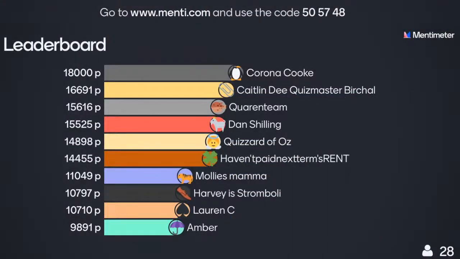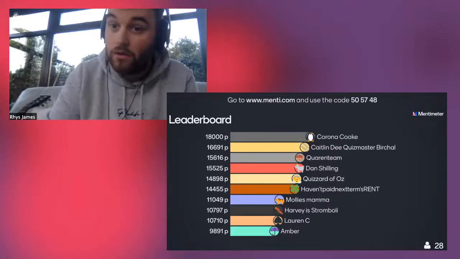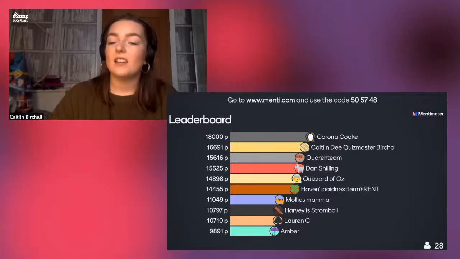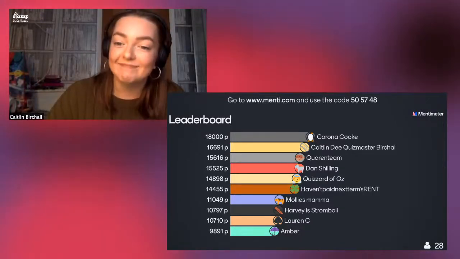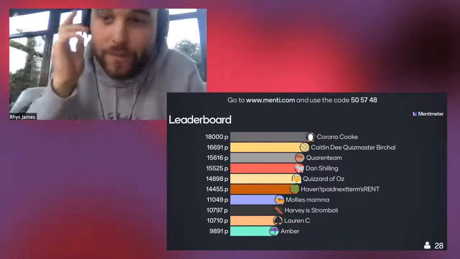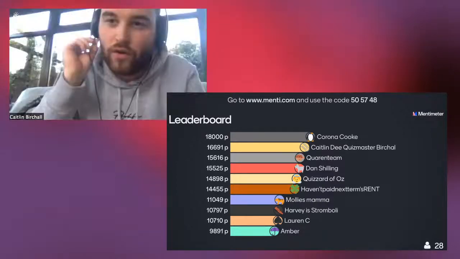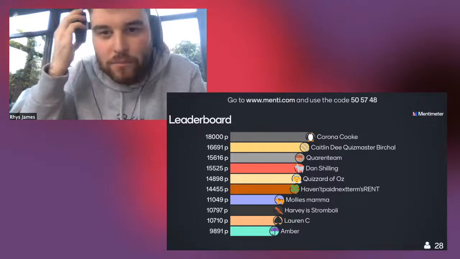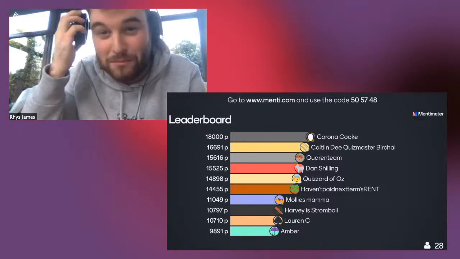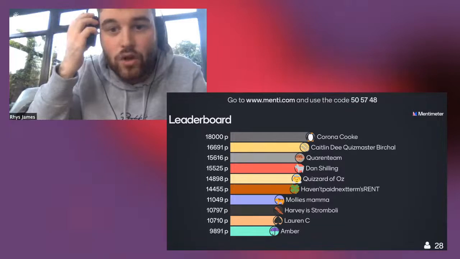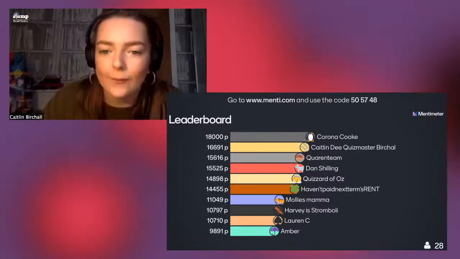Do we think Corona Kook is Lily or Colette or Tom? I'm going to guess Lily. We've got some great names here. We've got the Quizzard of Oz family. Look at that. I love that name, the Quizzard of Oz. Brilliant. What about Haven't Paid Next Term's Rent? In capitals, like the musical Rent. And then we've got Harvey Stromboli. Wow. Who knew?